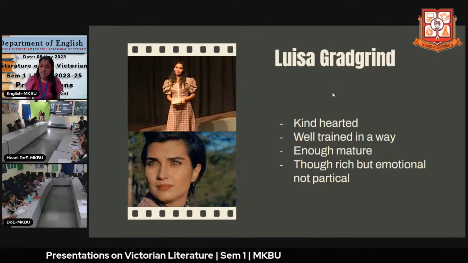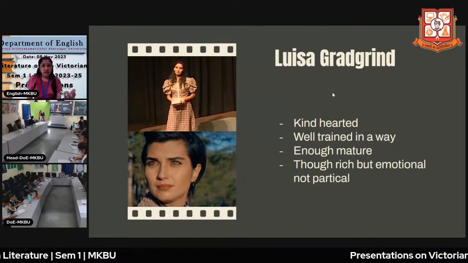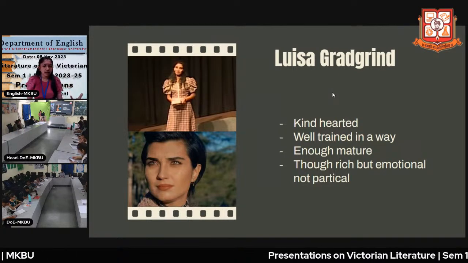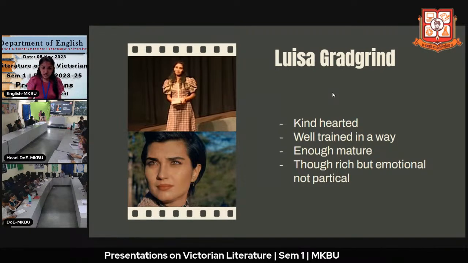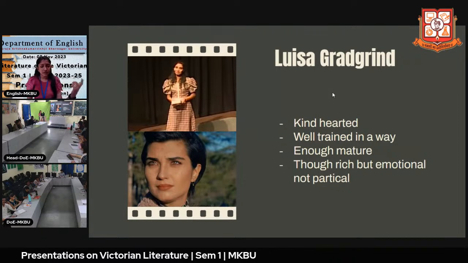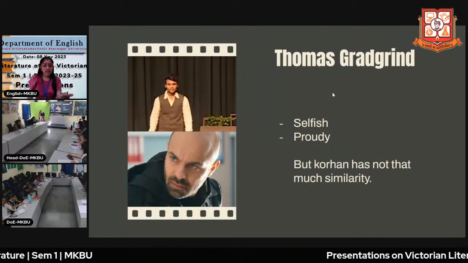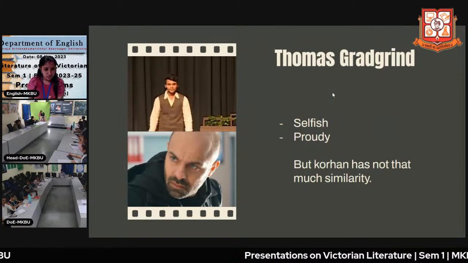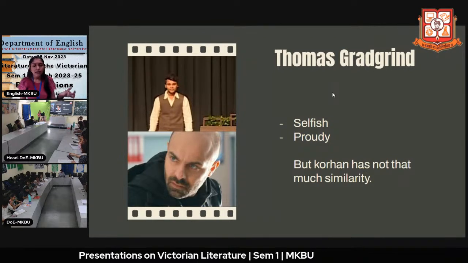Though she is rich, she is emotional and not partial. We find that Louisa also later on falls in love with that person, and here Suhan falls in love with Caesar later on. Thomas Gradgrind, and also we can find Tom, and in Brave and Beautiful we have Korhan.